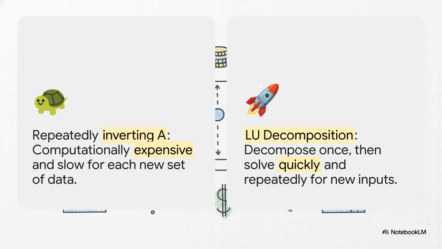And this slide, right here, this is the big payoff. This shows the massive strategic advantage you get. The brute force method, on the left, would be to resolve the entire complex matrix A from scratch every single time new data comes in. That's slow, and it's incredibly expensive in terms of computing power. But look at the right. With LU decomposition, you do the heavy lifting one time. You decompose A into L and U. And from then on, every time new data comes in, solving the system is ridiculously fast. It's just a simple two-step process of substitution. You're making a one-time investment in computation that pays you back over and over again with incredible speed and efficiency.